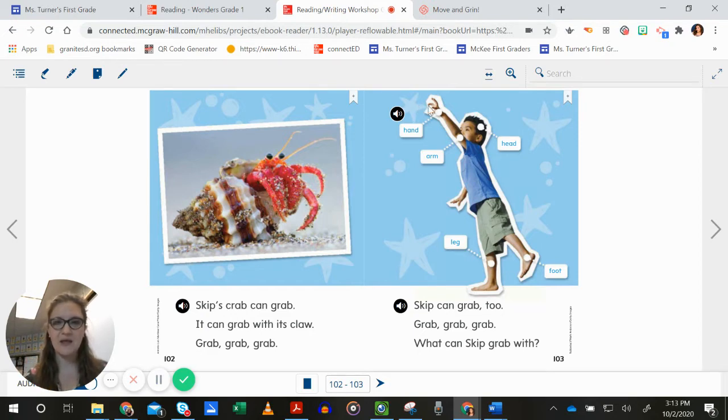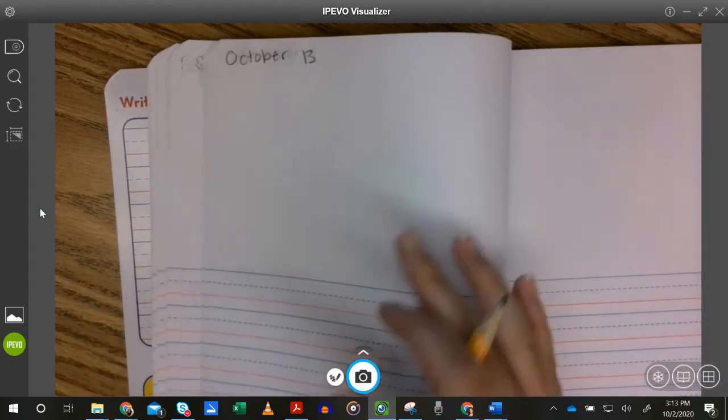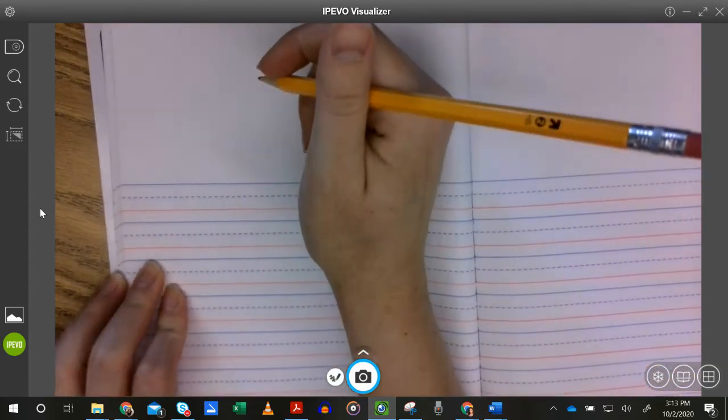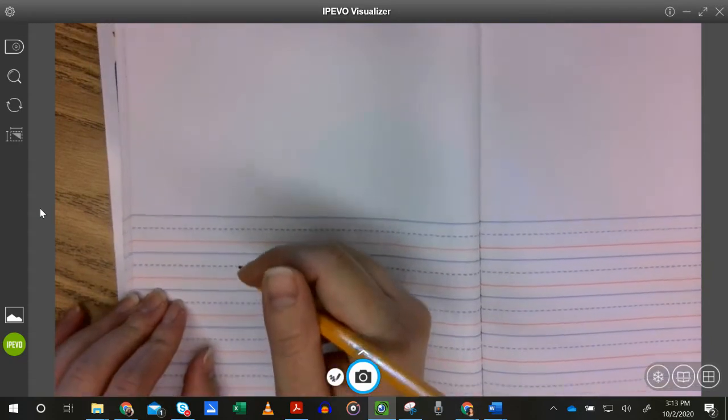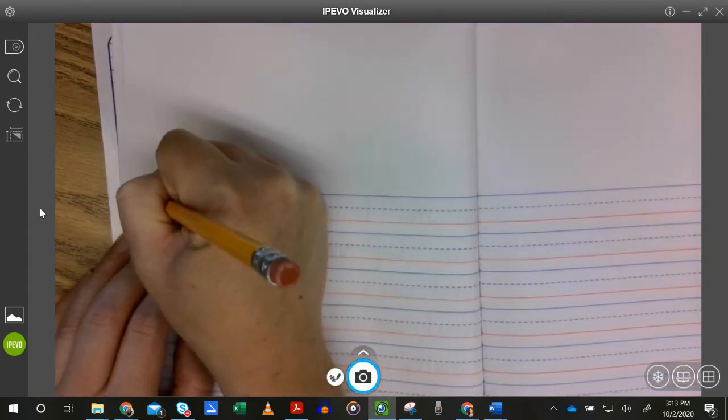But his hand is connected to his arm, and he has to be able to see what he's grabbing, which uses his eyes, which are part of his head. So we are going to focus on his hand, his arm, and his head as we write about this in our journal. So look at our journal. It is October 13th, so make sure we write that up there. And we are going to explain that Skip can grab. Okay, so Skip can grab.